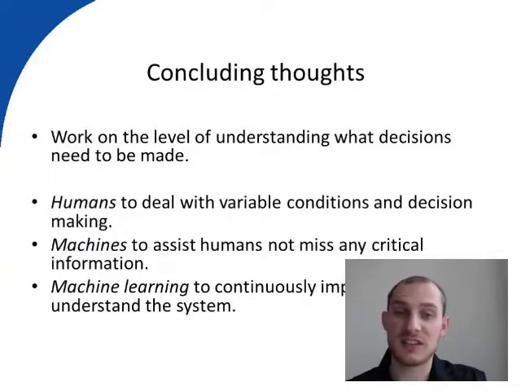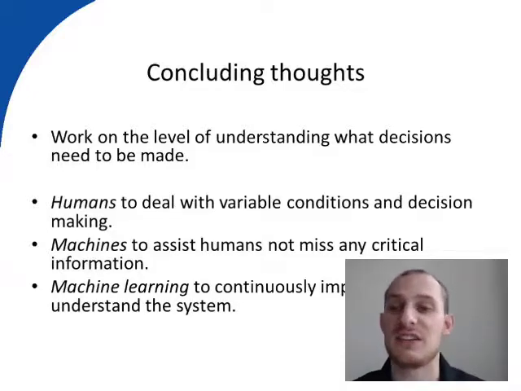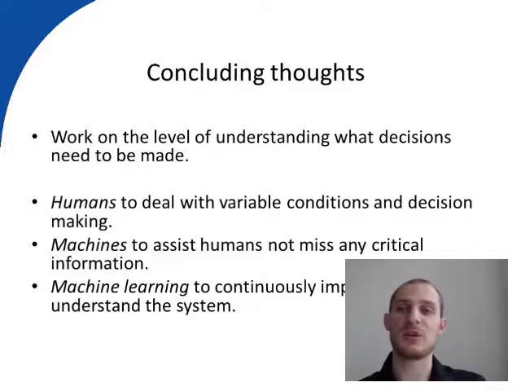Some concluding thoughts. If there's anything you're going to take away from this presentation, please take these notes. First of all, work on a level of decision making: what decisions do we need to make, and then what information do we need to support those decisions? Then, humans deal with variable conditions and decision making. Then machines assist humans so they don't miss any critical information, and machine learning continuously improves and helps us understand the system you're working with. I hope you've learned something from this.